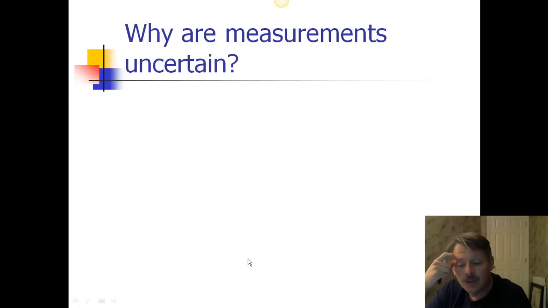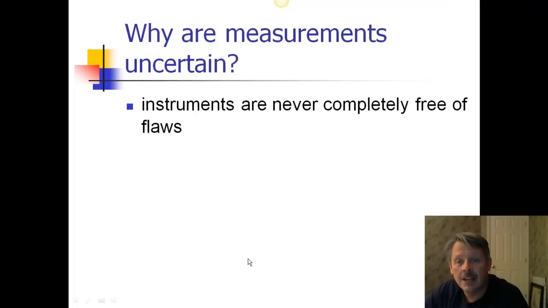All right, so why are measurements uncertain? Well, you just saw why they were uncertain. You're estimating that last digit. And also, instruments are never perfect. We don't have any perfect instruments out there. They're all mechanical, and so they are just a little bit off.